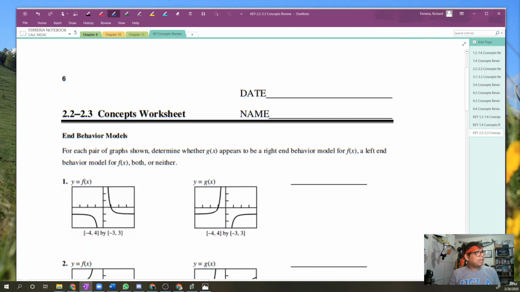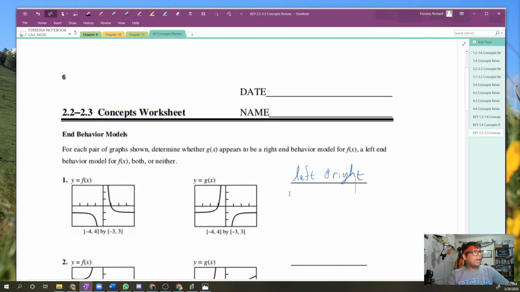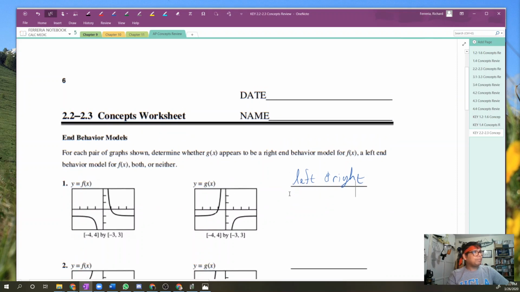And if you take a look at question 1, on the left side, we're asymptotic at y equals -1. And over here, we're also asymptotic at y equals -1. So yeah, these share the same left end behavior. Right end behavior, again, these are both asymptotic at y equals -1. So left and right behavior models are the same. Let's take a look at number 2.